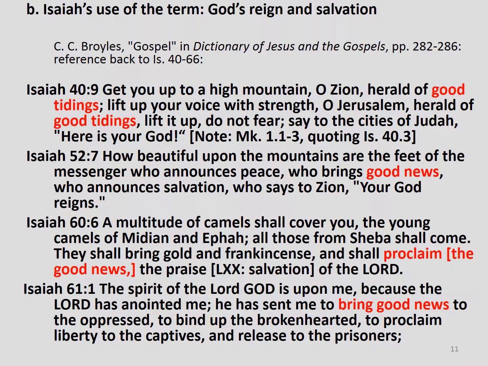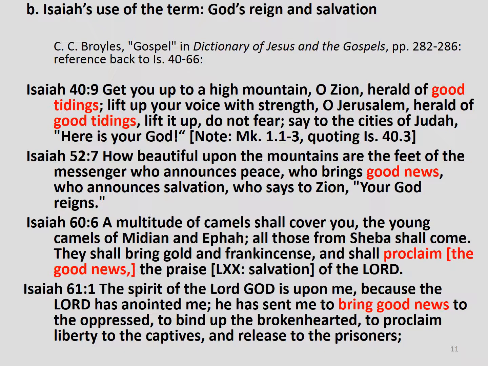Isaiah 60 verse 6 says, "A multitude of camels shall cover you, the young camels of Midian and Ephah. All those from Sheba shall come. They shall bring gold and frankincense and shall proclaim good news, the praise or salvation, as the Septuagint has it, of the Lord." And then in Isaiah 61:1, we have the words that Jesus quoted in his first sermon in Nazareth, according to Luke chapter 4.